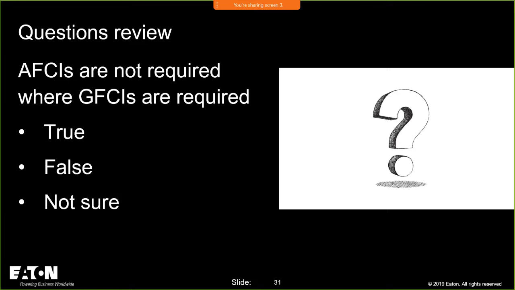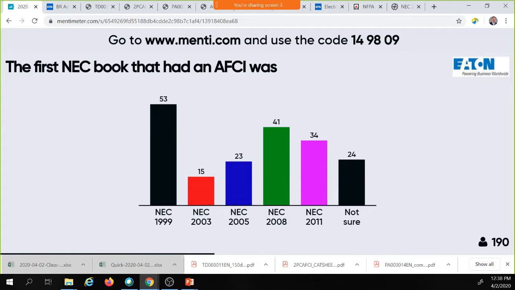AFCIs are not required where GFCIs are required. True or false or not sure? Let's see what we got. We're doing good on the stream. We've got 105 people up there. So the first NEC book that had an AFCI was that, so we're moving on.